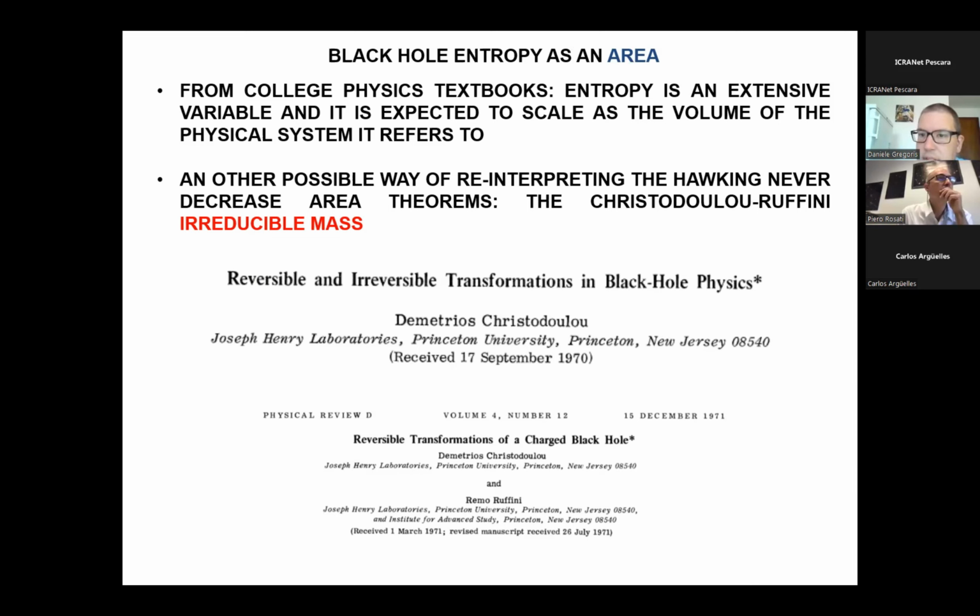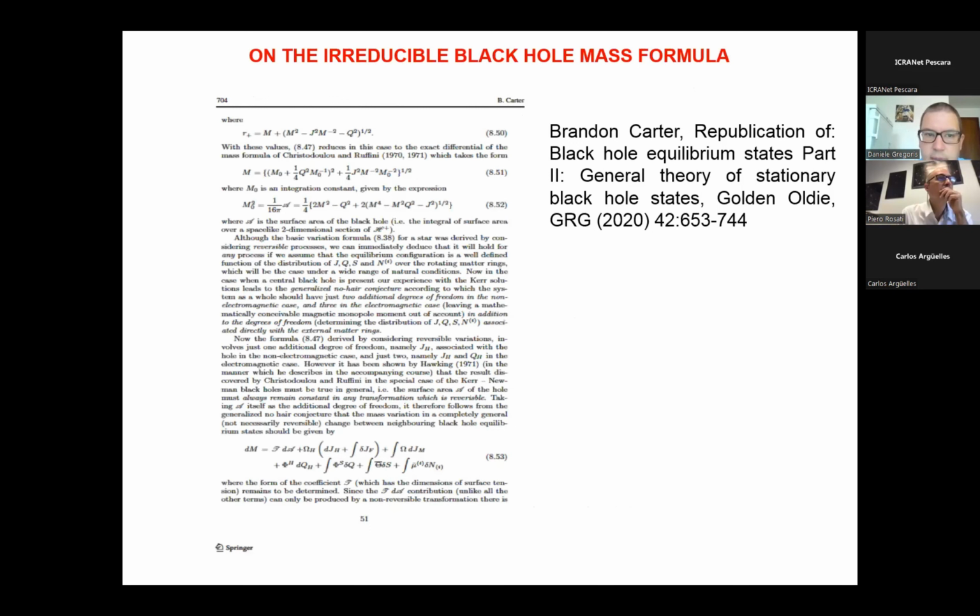Another possible way of reinterpreting Hawking's never-decreasing area theorem is to adopt the language of Christodoulou and Ruffini. They introduced the notion of reversible versus irreversible transformations in black hole physics. They introduced as well the notion of black hole irreducible mass as a quantity of energy which cannot be extracted from a black hole by using reversible transformations.